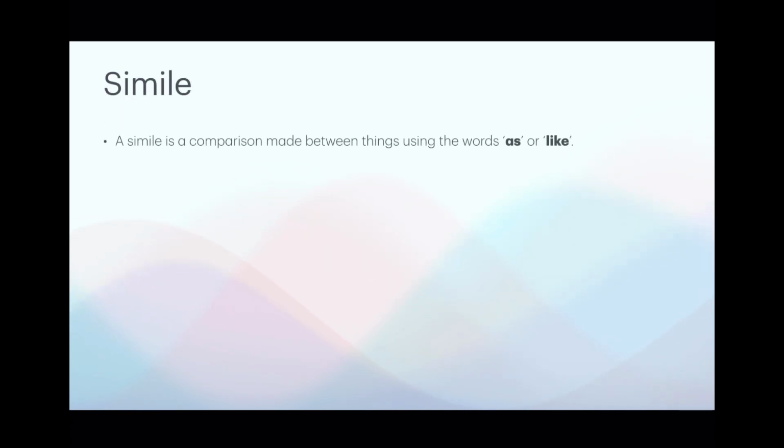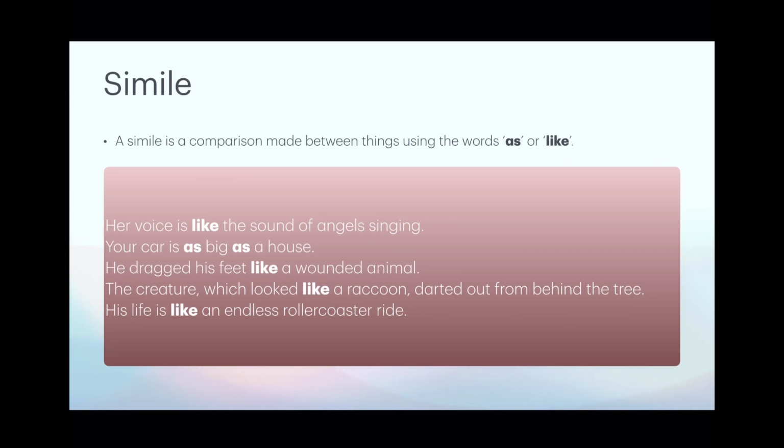A simile is a comparison made between things using the words as or like. Let's see. Her voice is like the sound of angels singing. I'm comparing her voice to the sound of angels using the word like. Your car is as big as a house. I'm comparing your car to a house using the word as.